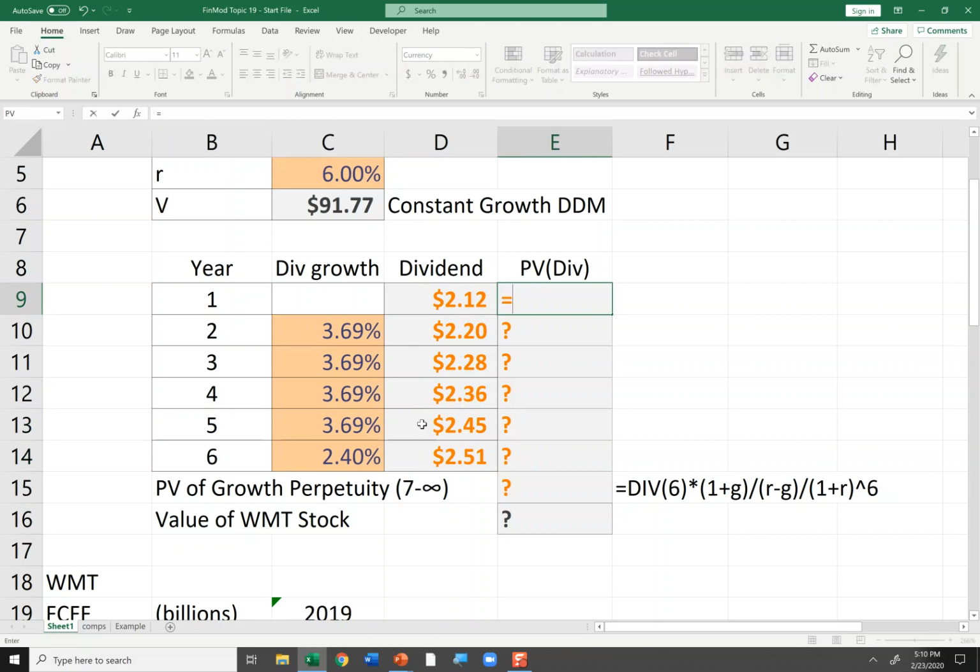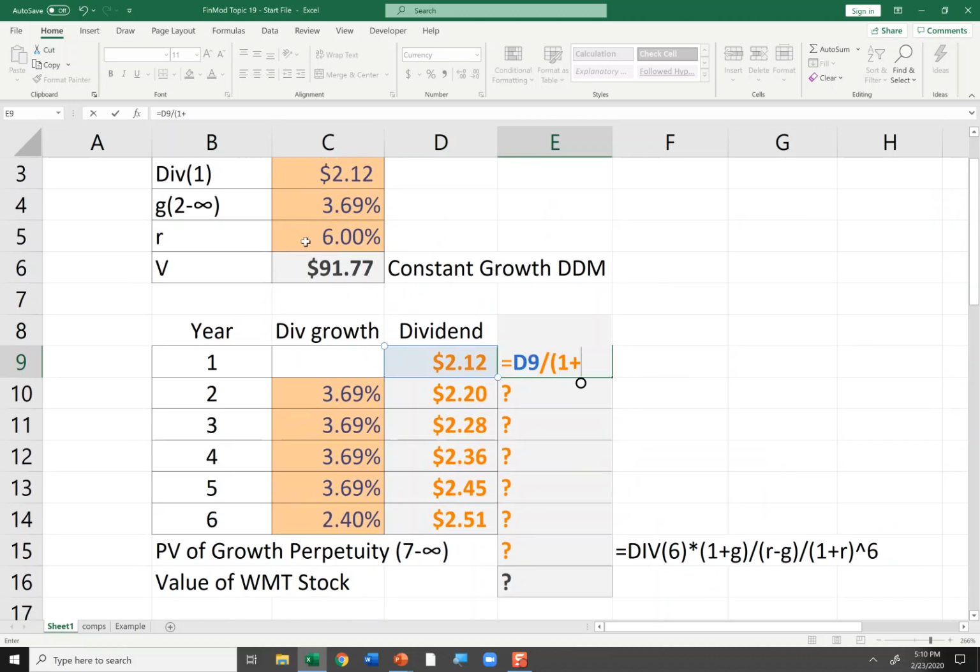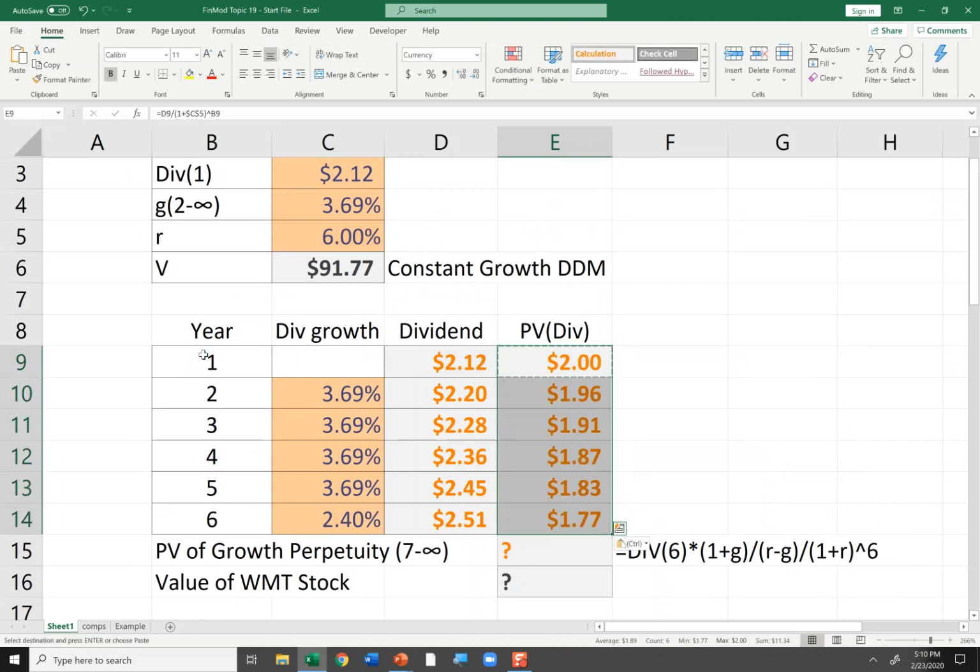Then I'll take the present value of those dividends. Dividend over 1 plus my discount rate, I'll anchor that, raised to the 1 power through the 6 power. So if I add up these numbers, it looks like if I just read down here, the sum is $11. If Walmart lasted for only 6 more years, I'd only pay $11 per share. However, we're going to assume that Walmart lasts forever.